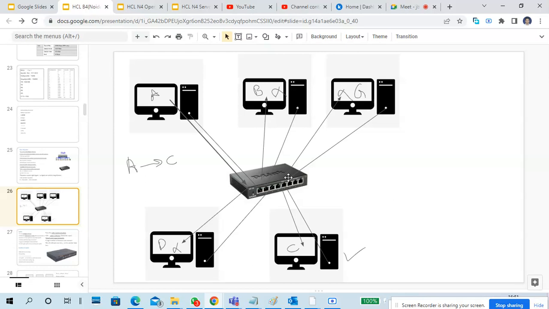So B received it, C received it, G received it, D received it. Here the devices are A, B, C, D; instead of E, I put a G. So this is PC A, PC B, PC G, PC D, PC C. A is trying to send a packet to C. So then what happened? The packet goes to the hub, which distributes it, means broadcasts the packet to everyone.